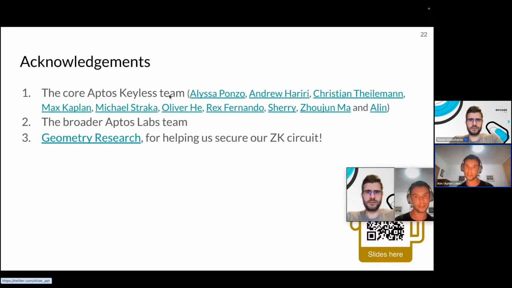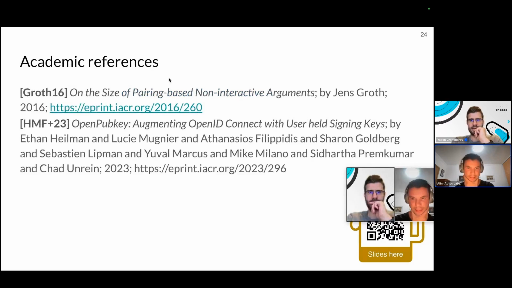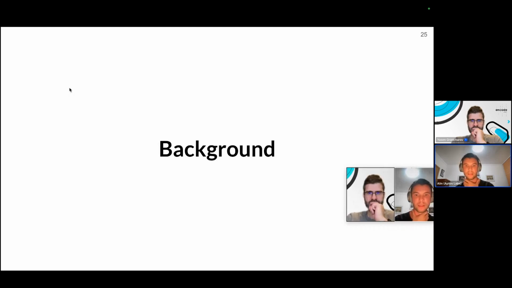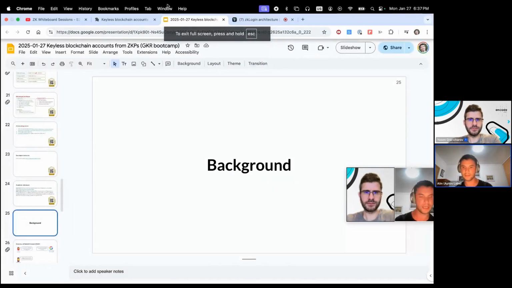This is joint work with a lot of people at Aptos Labs, especially the Aptos keyless core team, and Geometry Research helped us a lot to secure the circuit. I'll leave you here with a list of developer resources, which I've compiled on my website. Please take a look. There are also some academic references in the slides. This is the Open PubKey paper that I put in the chat. This is the Groth16 paper. And yeah, I guess with that, we have 37 minutes.